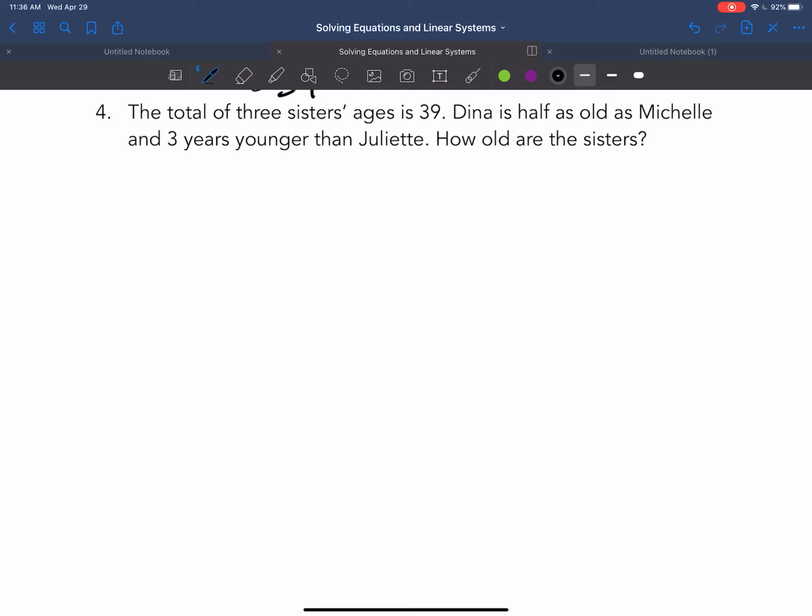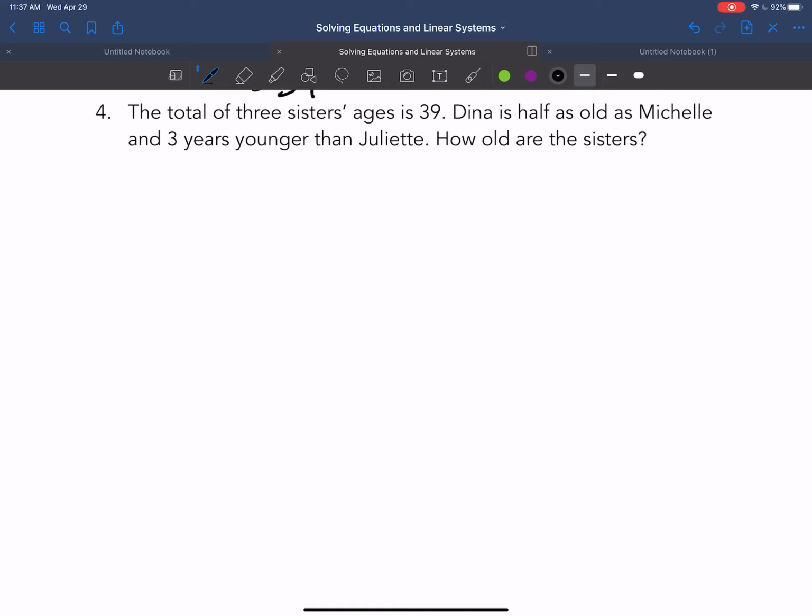Now, your temptation here is to make 3 different variables. One for Dina, one for Michelle, one for Juliet. And you could, but the problem is if you have 3 different variables, you can't solve. You can't figure out what they are. You need to have one variable. Later on when you get more advanced math, it changes. But right now, we only want one. So what we want to do is pick one of the sisters and show all the other sisters' ages compared to that one sister. So I'm going to pick Dina because she came first.